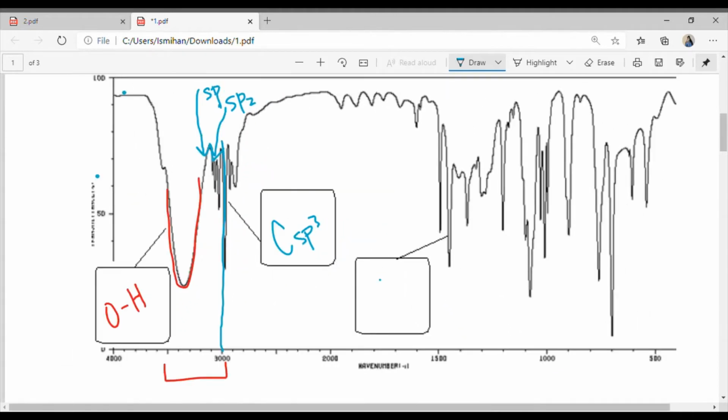Because we don't have very large signals here, I can assume that there aren't any sp or sp2 hybridized carbons, and the only one I have is this signal on the right of the 3,000 benchmark, which I can conclude is my sp3 carbon. Let me just erase this. And then moving on to the left, I know that this will be an arene.